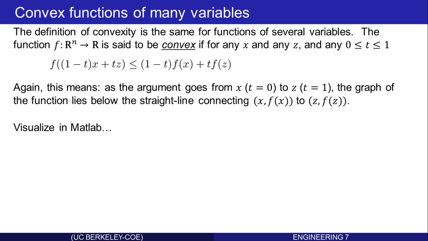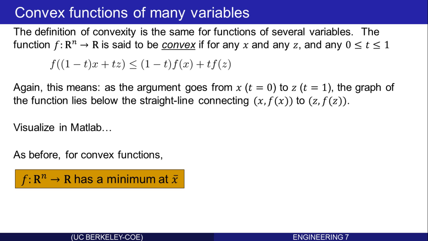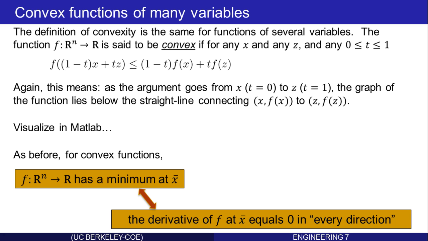We saw that for functions of one variable, the derivative being 0 completely characterized the minimums of convex functions. Well, the same thing holds for convex functions of several variables. Intuitively, it's clear from the graphs we've drawn. A convex function has a minimum at a point x bar if and only if the derivative of that function at x bar equals 0 in every direction. Ultimately, we'll use this to understand how to solve these least squares problems.